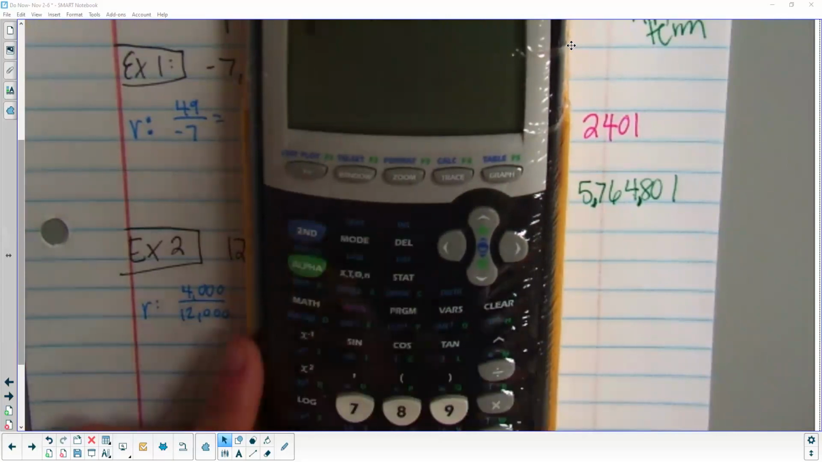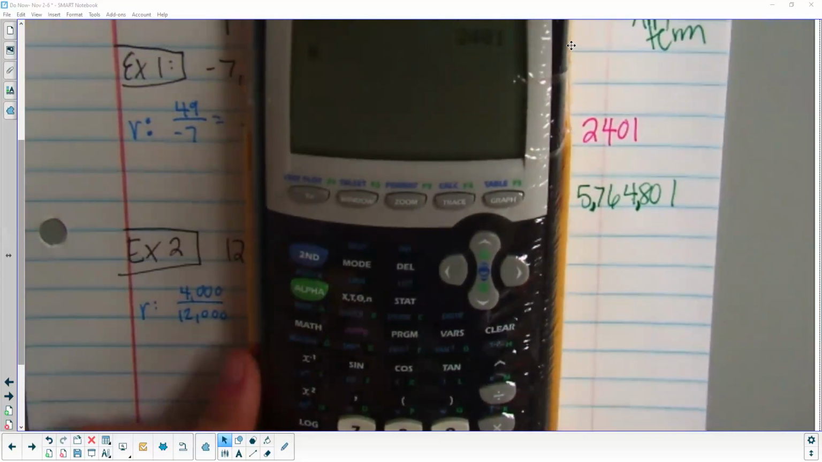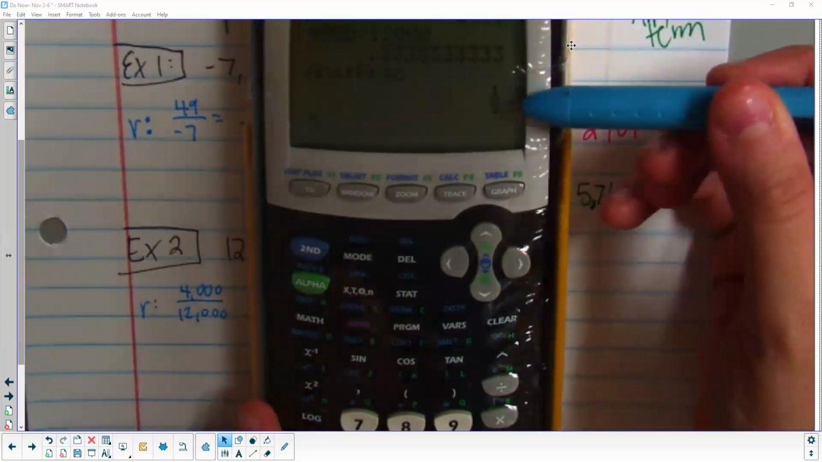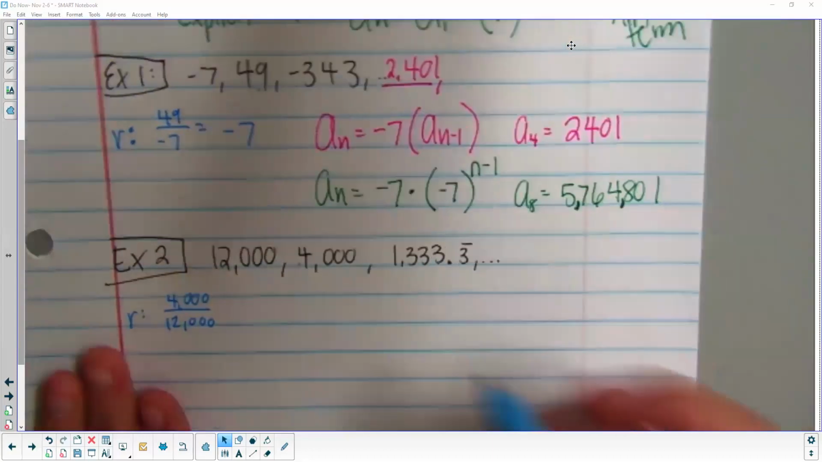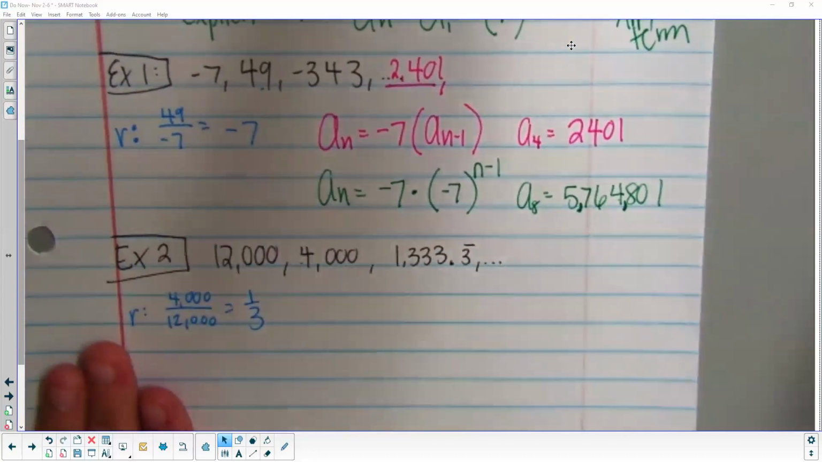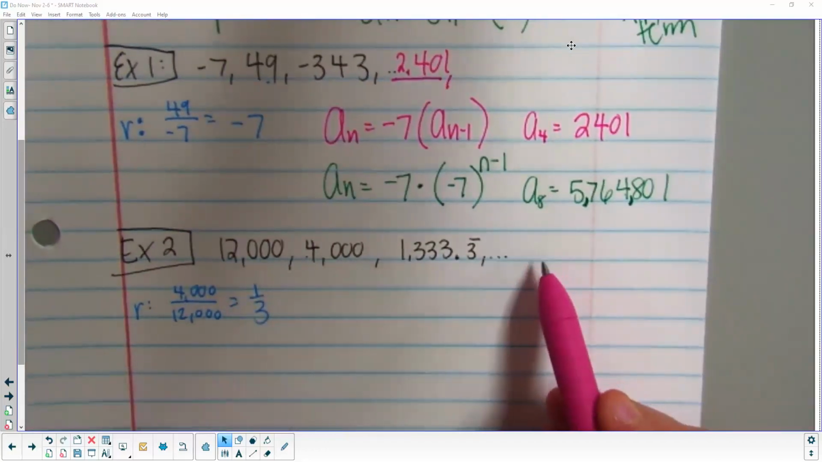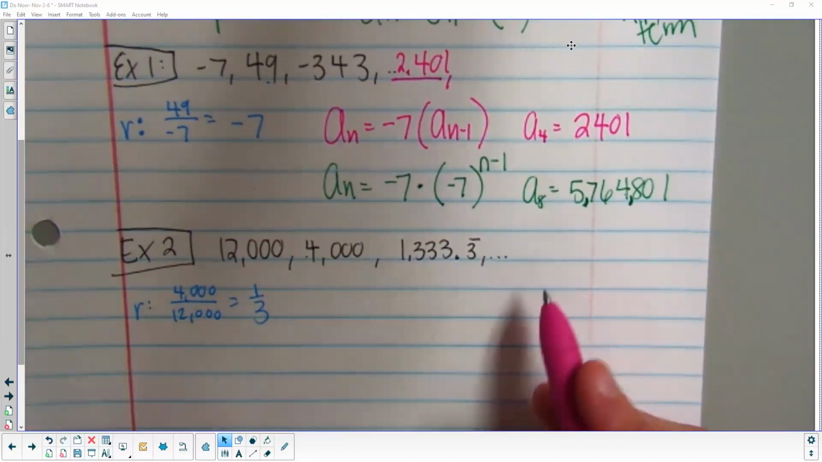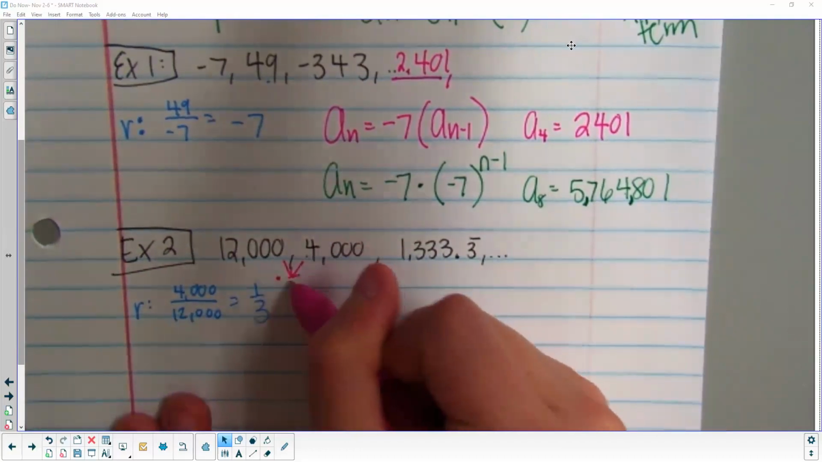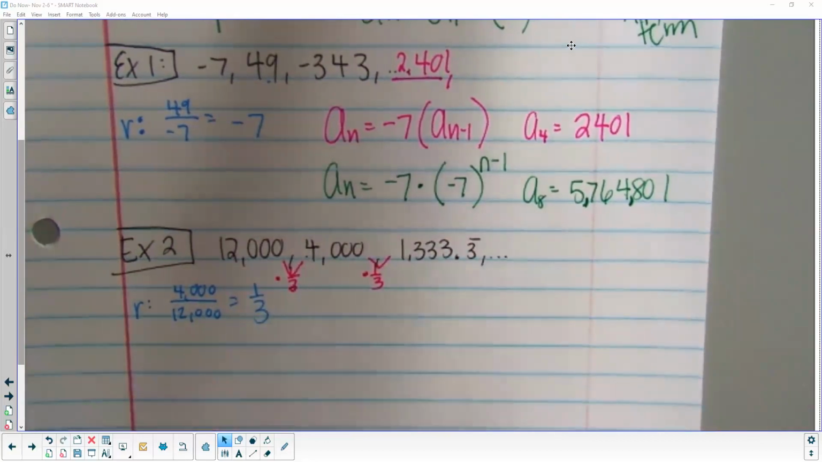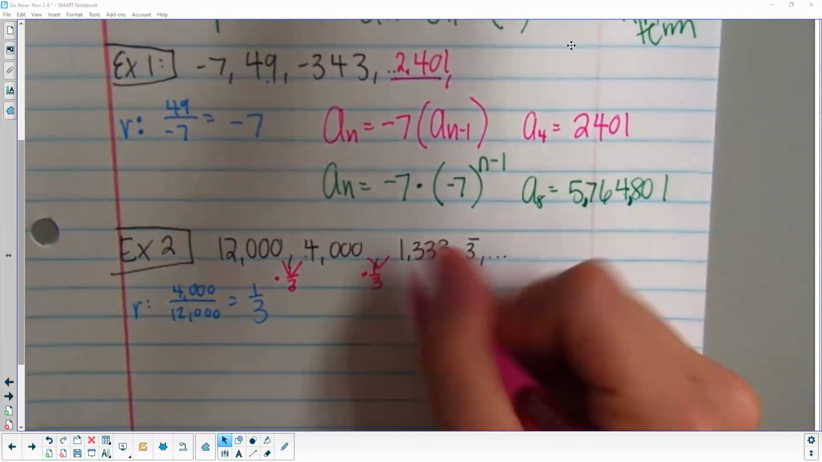And you can also do this in your calculator too if you really are bad at fractions. So second quit takes us back to the screen. 4,000 divided by 12,000. It's going to give you a decimal. If you hit math enter, it changes it back to a fraction and it simplifies it, meaning 1/3 is my ratio. So here, I know that I'm decreasing, which some of y'all might get confused that it's dividing, but instead of dividing, I'm multiplying by 1/3. Multiplying by 1/3.